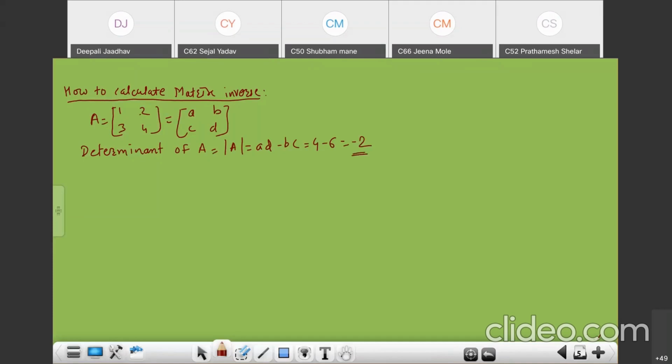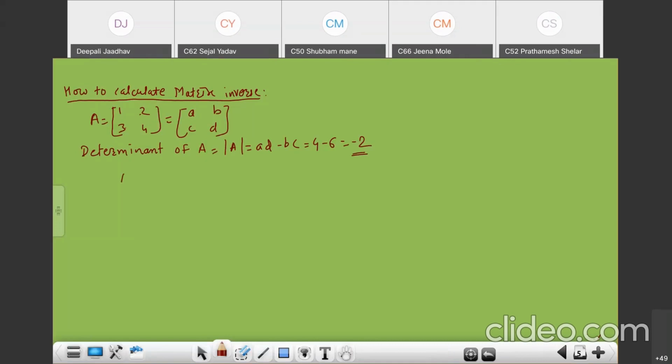Next, the determinant should be other than 0, not equal to 0. Why? If it is equal to 0, we cannot divide by 0. It is not possible, and that's why the determinant of the matrix should be other than 0. Then only is it possible to find the matrix inverse.